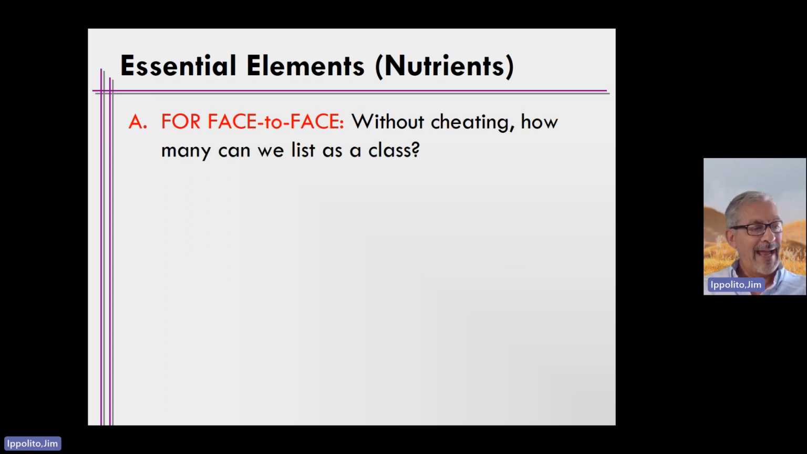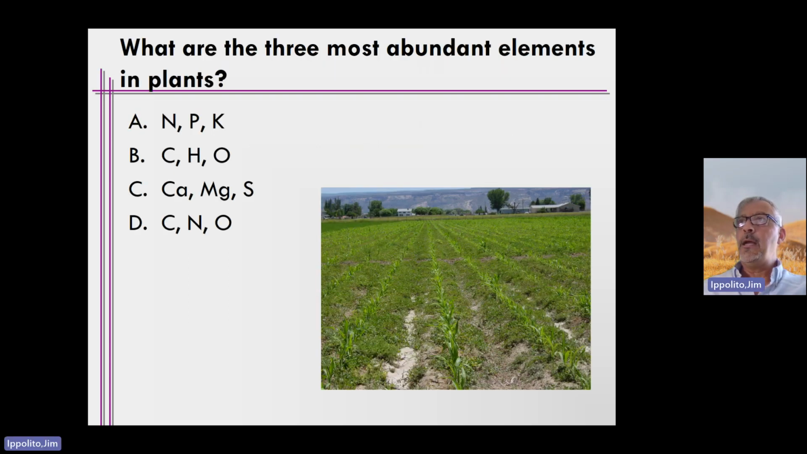Or you should understand the 17 essential elements for plant growth and identify whether or not they're macro or micronutrients based on the table in your notes. So let's move forward. What are the 3 most abundant elements in plants? Is it A, nitrogen, phosphorus, and potassium; B, carbon, hydrogen, oxygen; C, calcium, magnesium, and sulfur; or D, carbon, nitrogen, and oxygen? And if you were to choose, I would hope you would choose letter B, carbon, hydrogen, and oxygen. These are the most abundant elements within plants.